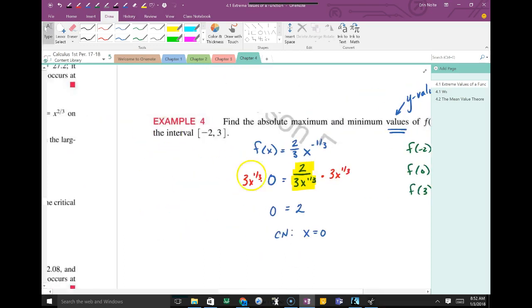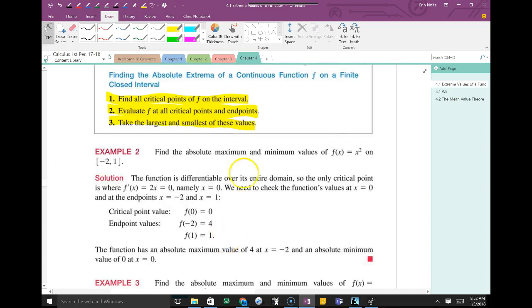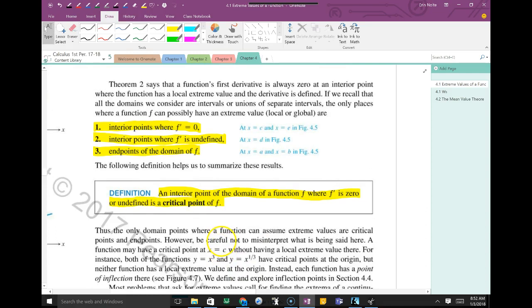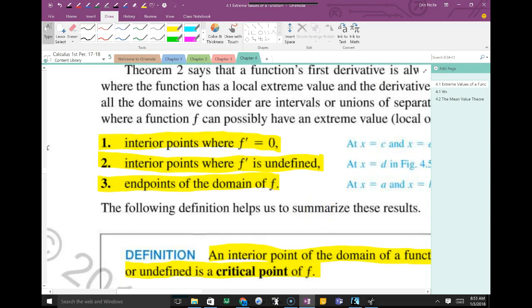Here's one thing that I do want you to write down. Those 3 steps are finding critical numbers. You set your derivative equal to 0. You find any value that makes our derivative undefined, and then you also test your endpoints. Those are the critical numbers that you're plugging into your function. What are the numbers that you're testing?